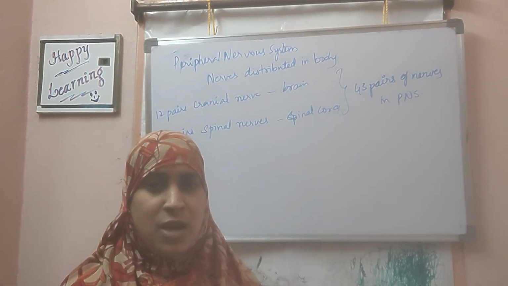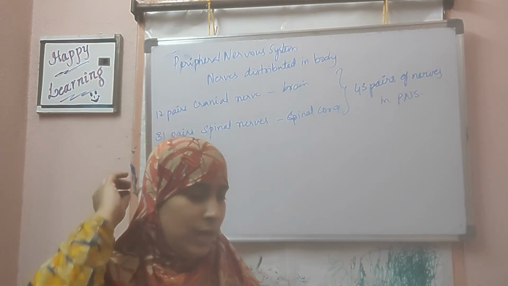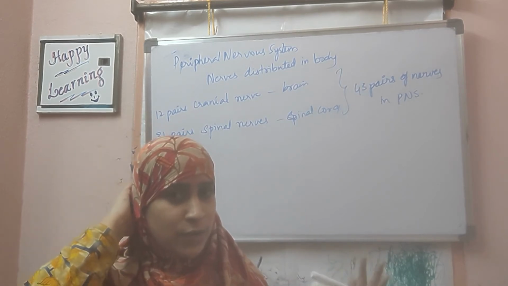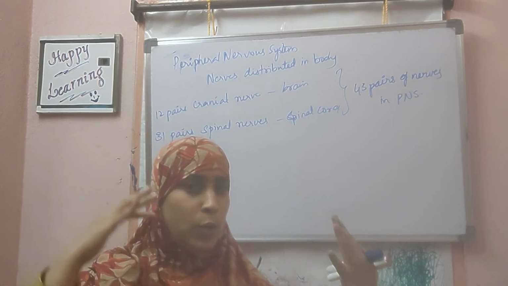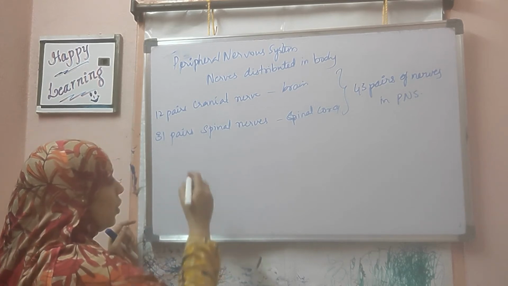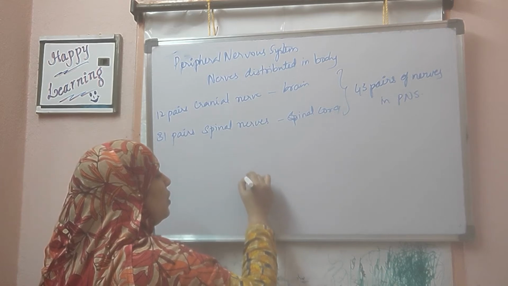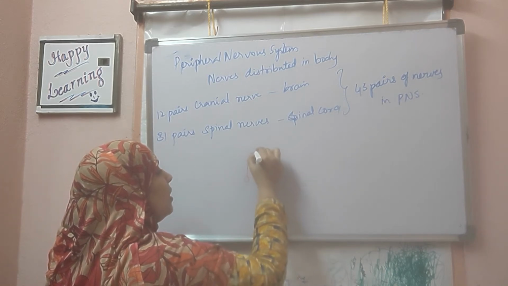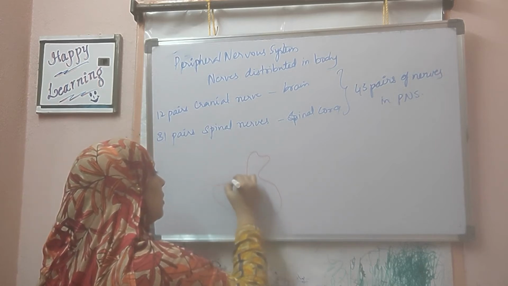Why pairs? This side one will come, this side one will come. For every nerve it is like that, it comes out in pairs. For every nerve that is coming out of the brain, there is a pair from the other side also. From the left side one will come, from the right side one will come. So that's why it is called pairs. When you draw the diagram of the spinal cord, there is this butterfly shaped horn.